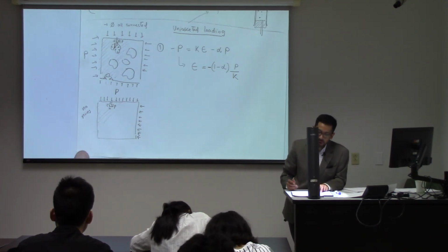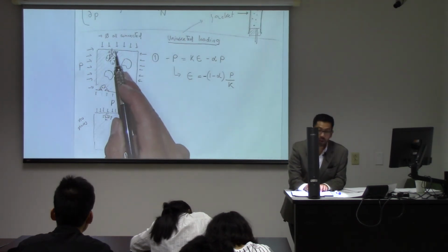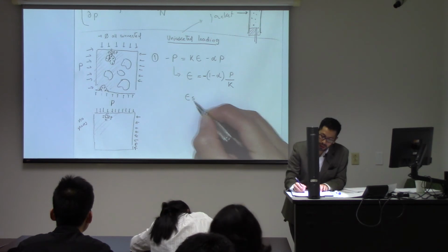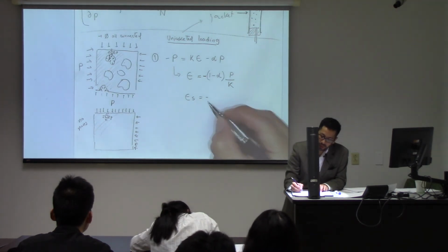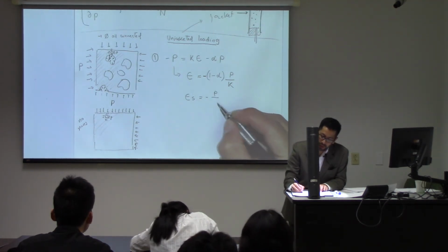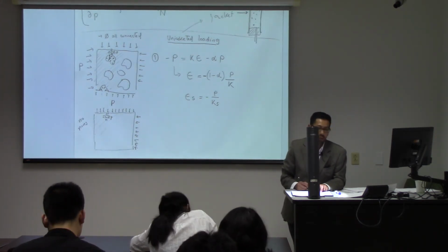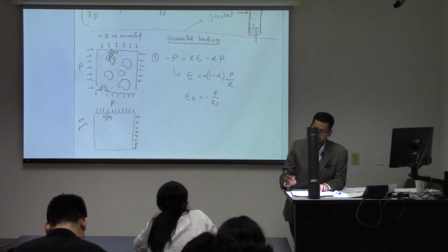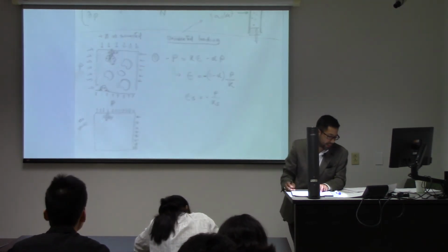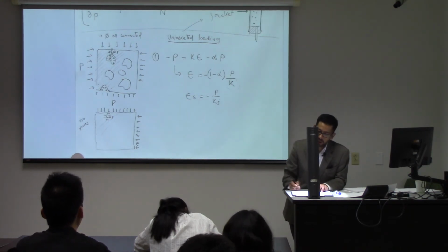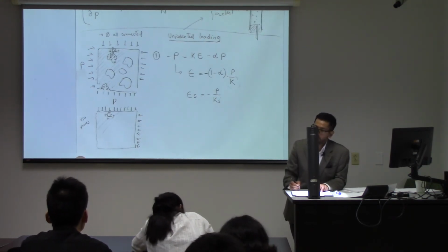Because of that same reason, the strain of the solid in the porous solid is going to be equal to P divided by the bulk modulus of the solid. And now this is of the solid. This one was of the entire porous solid. Now this one is of the solid itself.